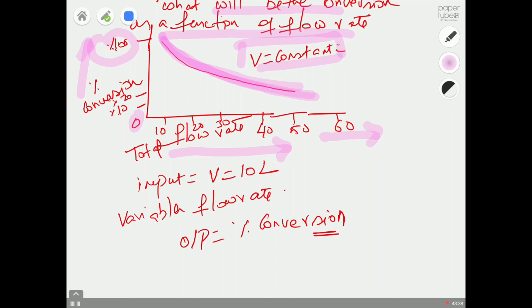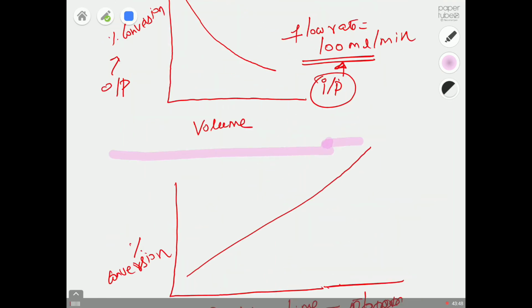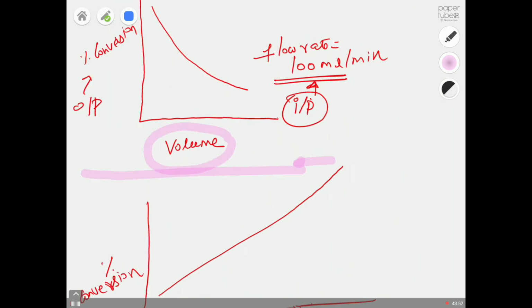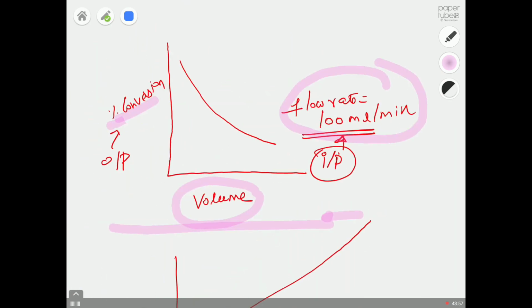Okay, I want something like volume as a function of conversion, or flow rate versus conversion. So it can do it for you. This is another thing that we can do. For the same problem, now I want to change the volume and I fix the flow rate to 100 milliliters per minute. Now I want to know how my percentage conversion changes with respect to volume. If your volume increases, your percentage conversion should increase. The trend should go like that.